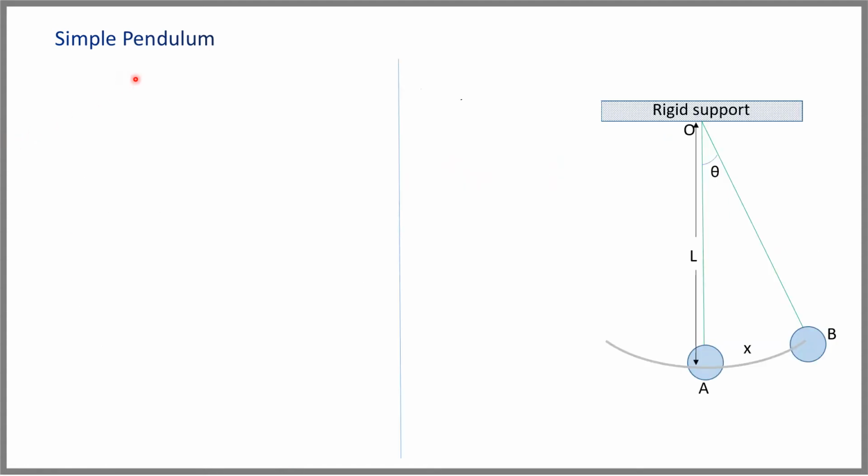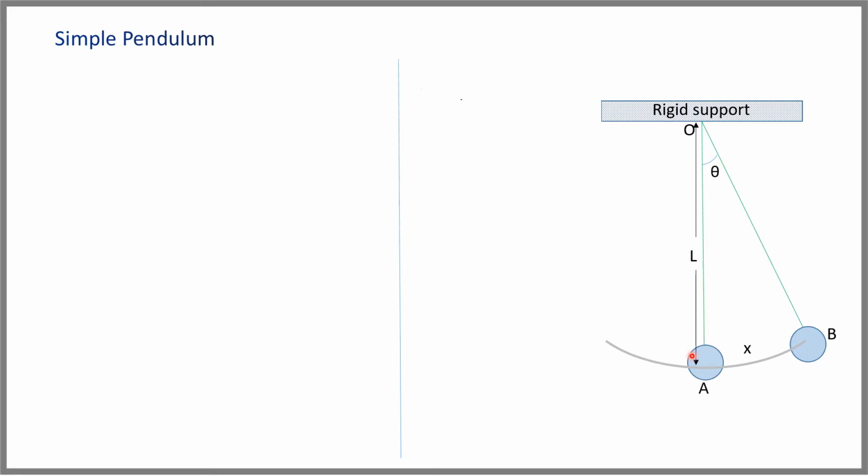Here we are going to calculate the time period of simple pendulum. Also we are going to show the motion of simple pendulum is linear simple harmonic motion. So here we consider a bob of mass m suspended with the help of a light and inextensible string. The length of pendulum is L.